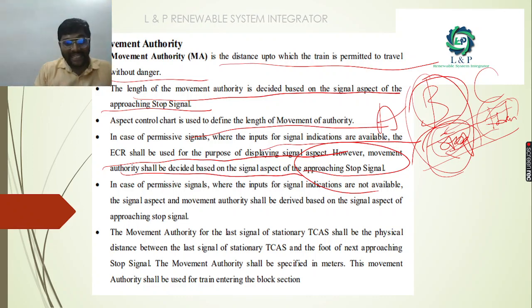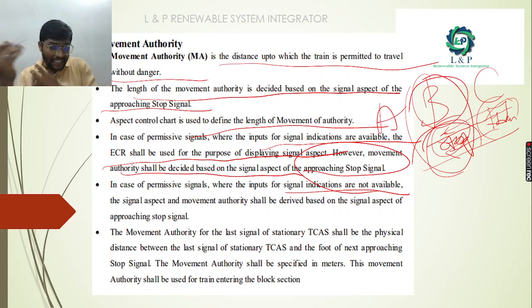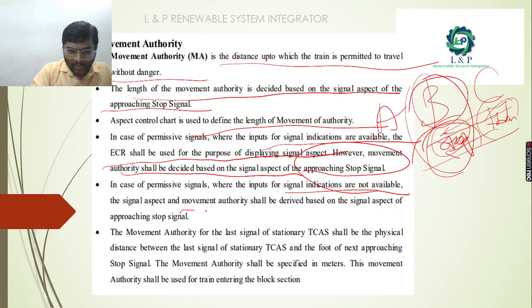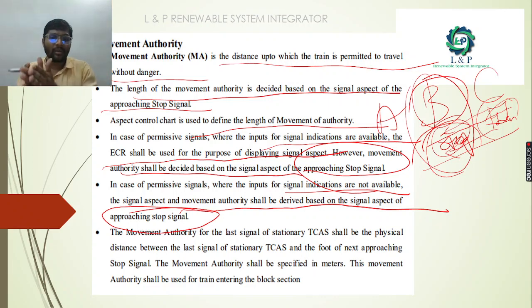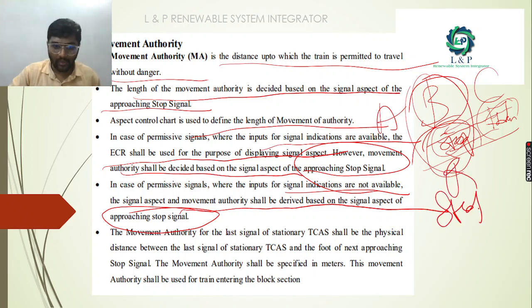And also, in the case when the signal indications are not available, in the previous case the signal indications are available, in the second case we don't have any sort of signal indications, the signal aspect of the movement authority shall be derived based on the approaching stop signal. It means even if it is available, the ECR will be used for the purpose of displaying the signal aspects. Otherwise, if the signal indications are not available, immediately the signal aspect will be determined with the help of the stop signal.